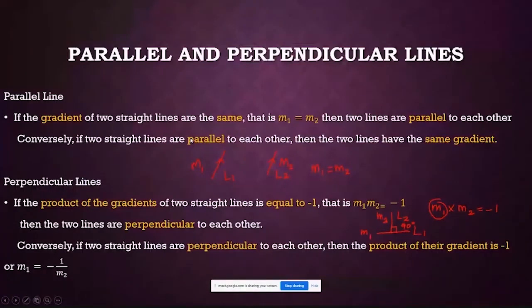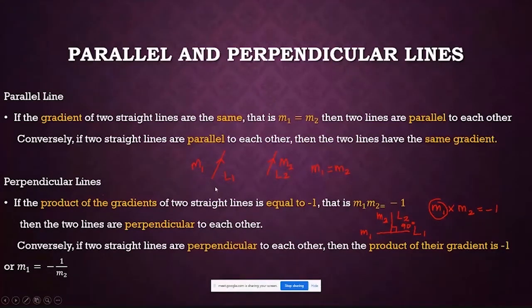Okay, parallel and perpendicular lines. Parallel lines. If the gradients of two straight lines are the same, that is m1 equal to m2, then the two lines are parallel to each other. Conversely, if the two straight lines are parallel to each other, then the two lines have the same gradient.